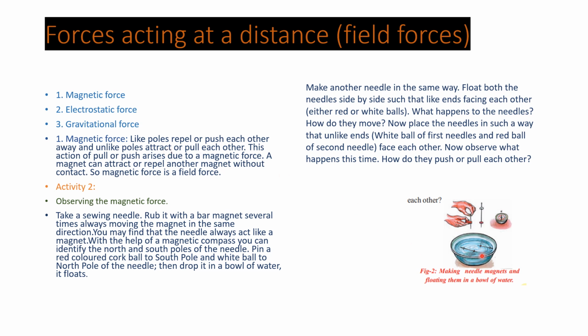So here also, if we place two like poles, like colored balls, facing each other, they always push each other away. It will repel, right? In the same way, let us see by placing two different poles, unlike poles, like red and white balls facing each other. So here you can see that it always attracts, right?